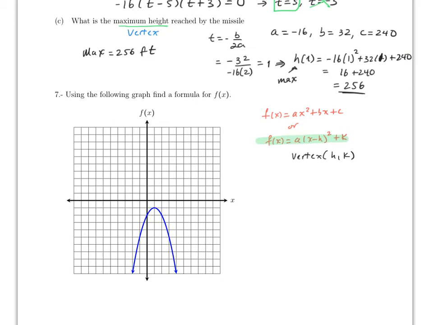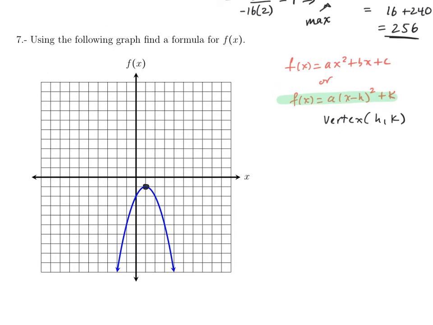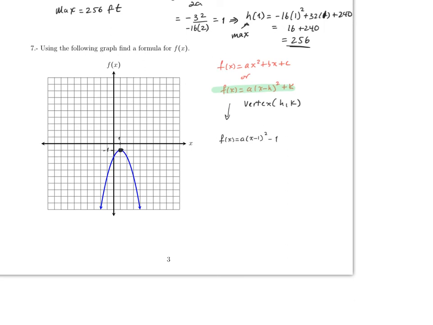And then you just have to figure out the value for a. So for example, in this case, this is the vertex, which is the point (1, negative 1). So if we use this, we're almost 80% done just by realizing that that's the vertex. So this will be x minus 1 squared minus 1. Why? Because here h is equal to 1 and k is negative 1. Those are the coordinates of the vertex. So we still need to figure out what is the value for a.